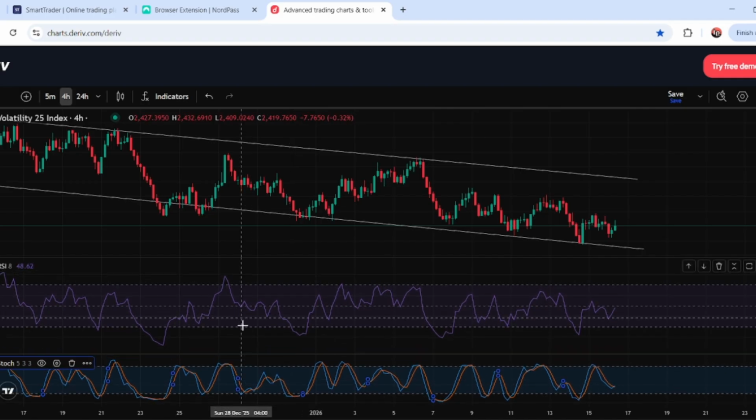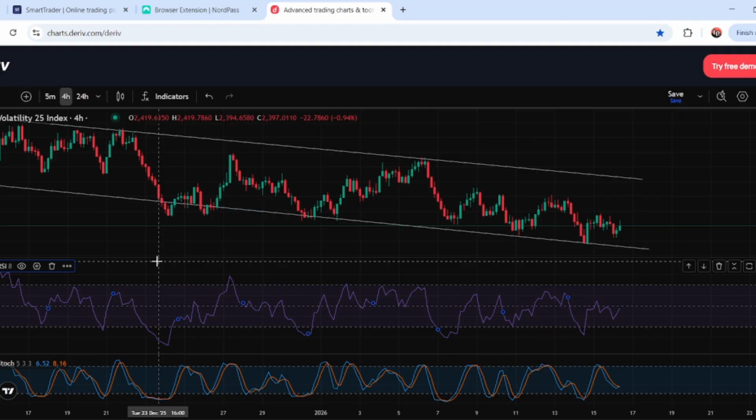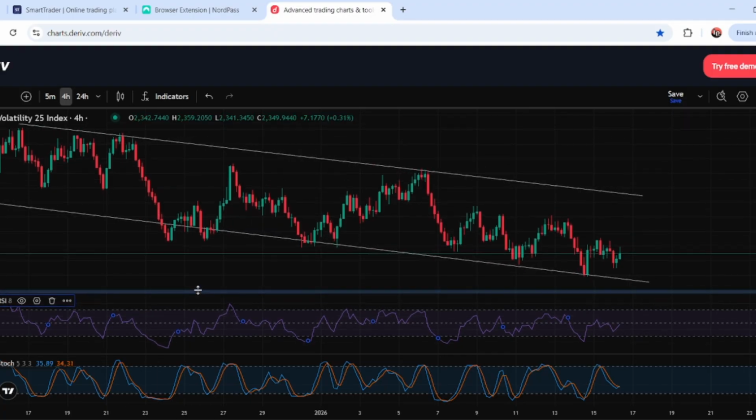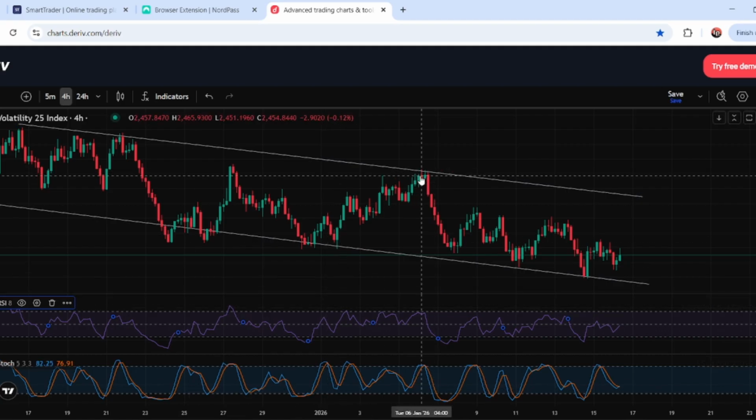So what you're going to do is make sure you adjust it in a way that it won't prevent you from seeing the overview of the chart. So right away, here, this is the selling point from the 4 hours time frame.